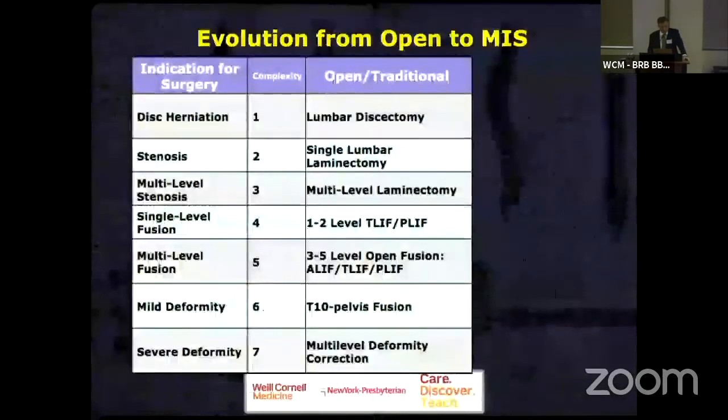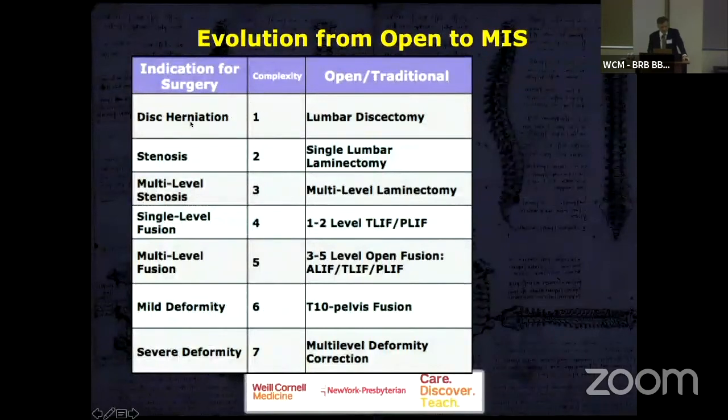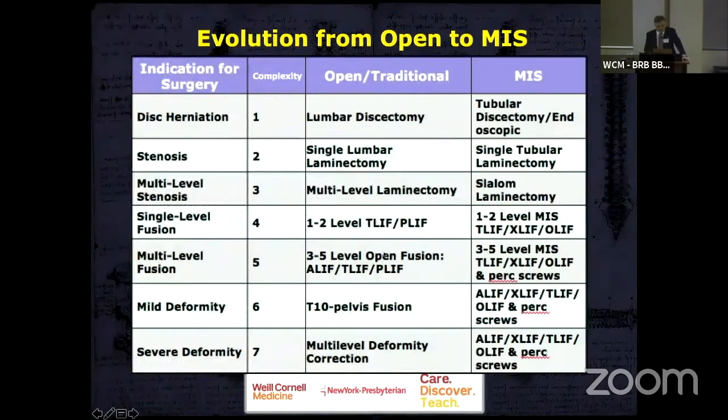If you look at the evolution of MIS surgery over the years, and at indications for surgery, you go from simple surgeries and easy pathology like a lumbar disc herniation, then stenosis, which is a little more complex to treat. Then pathologies that require 1, 2, 3, 4 level fusion. The most complex surgeries are probably significant deformity surgeries. There are open traditional ways of treating those problems, and most have been translated more or less successfully into minimally invasive solutions.